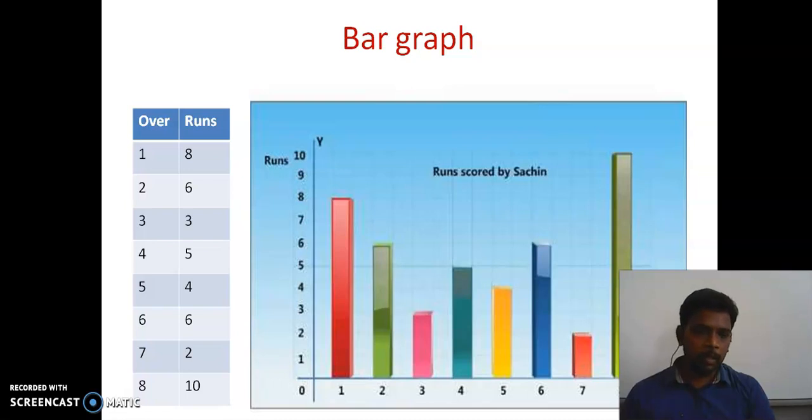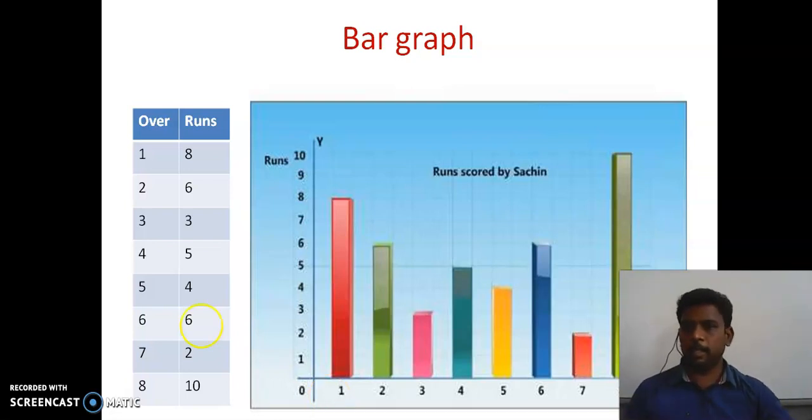So here, the vertical axis and also the horizontal axis. The horizontal axis is known as the x-axis, and the vertical axis is nothing but the y-axis. Already we know that. So here the horizontal axis, that is the x-axis, represents the number of overs. How many overs are here? 1, 2, 3, 4, 5, 6, 7, 8 overs are there. And in the vertical axis, that is the y-axis, the runs are represented like this.